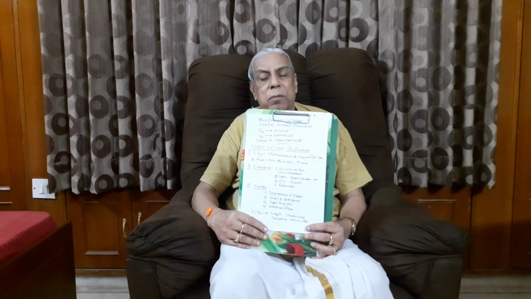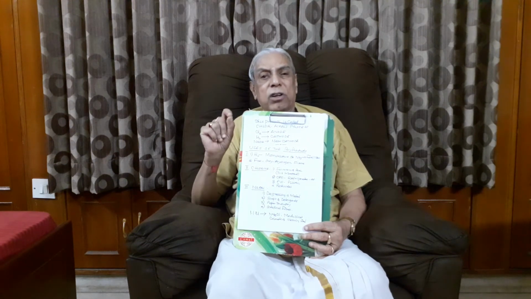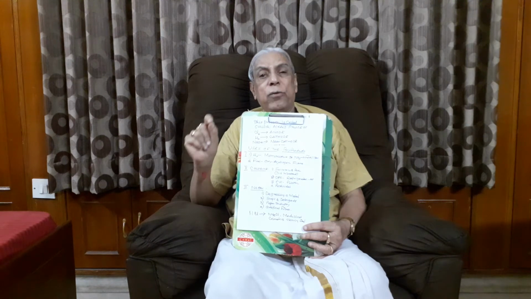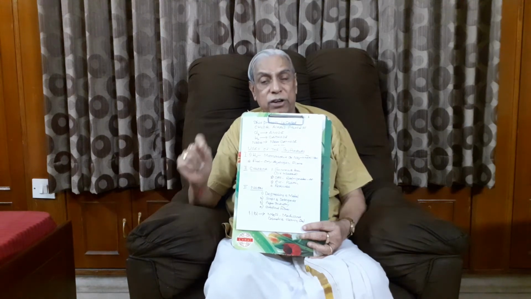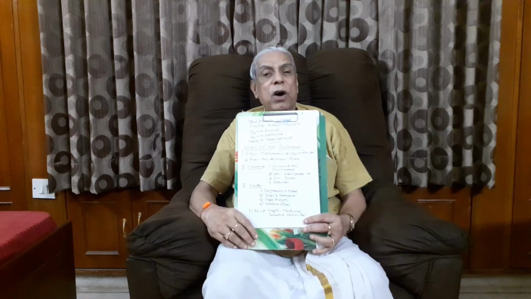Oxy hydrogen flame produces very high temperature and therefore it is used to cut and weld metals. Oxy hydrogen flame is used to cut and weld metals, and to produce this I make use of hydrogen. Therefore hydrogen is used as a fuel.